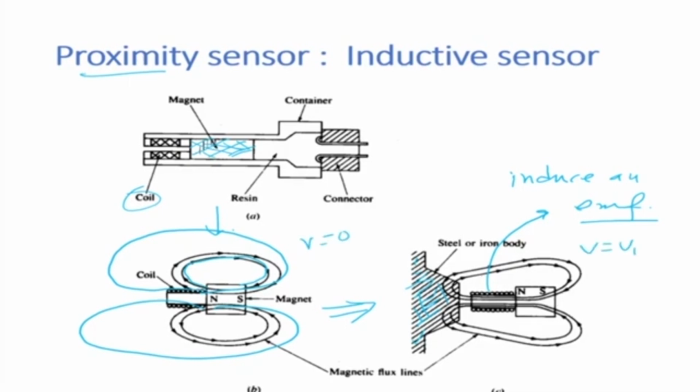So the moment it sees that there is a voltage in the coil, it means that something has come in front. But of course, this material has to be magnetic or ferromagnetic, otherwise it doesn't work. Now in most industries, the parts used are magnetic or ferromagnetic, so this works very well in industrial applications.